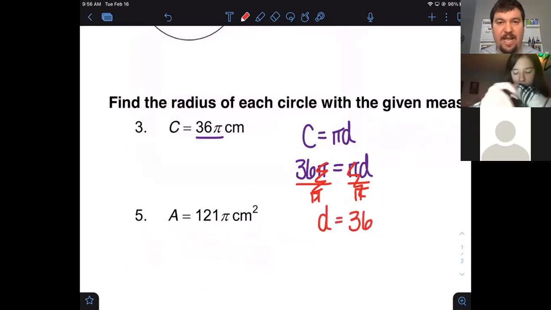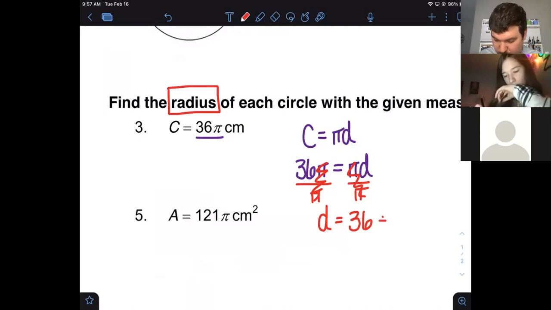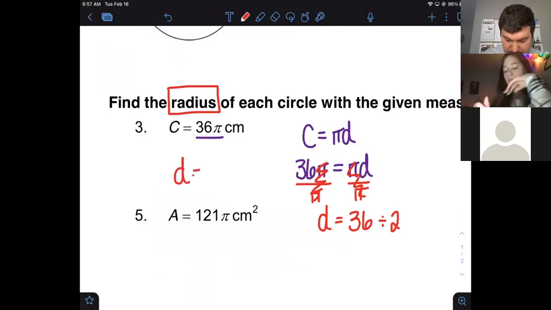Now on the last worksheet, they asked us to find the diameter. This time they want us to find the radius. And since we know the radius is half of the diameter, we can just divide that by 2. And 36 divided by 2 is 18. So the diameter here would be 18 centimeters. I'm sorry, not the diameter, the radius. The radius would be 18 centimeters.